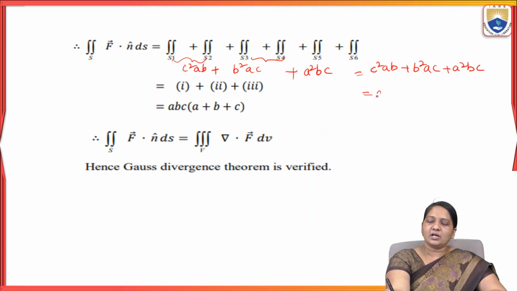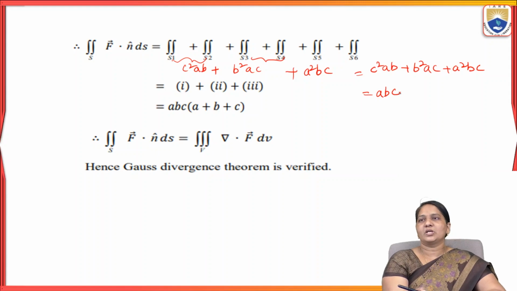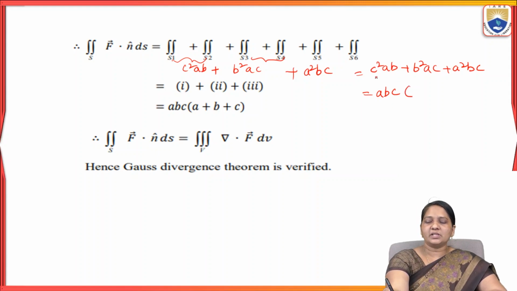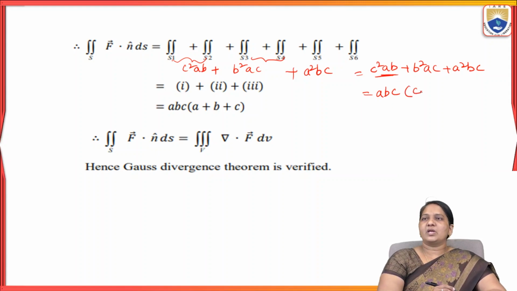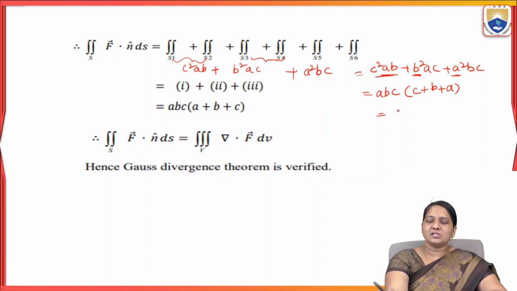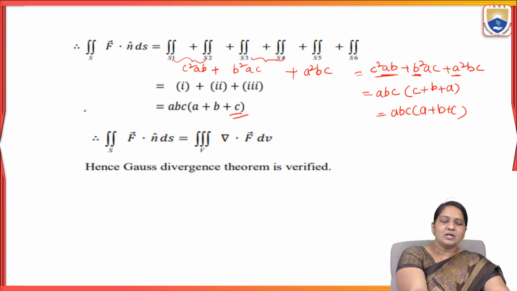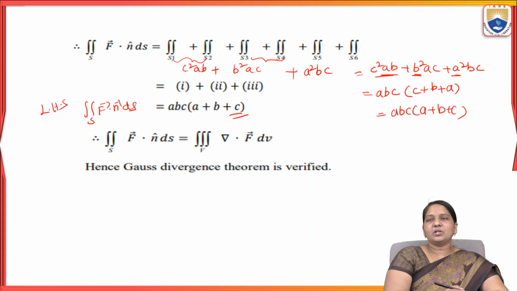From this we are taking the common a, b, c. So when you take the common a, b, c, in the first term we have c, plus in the second term we have b, in the third term we have a. So finally this value is abc into a plus b plus c. This is the value of the double integral over S of a bar dot n dS. So this is the LHS part. What about the RHS part?